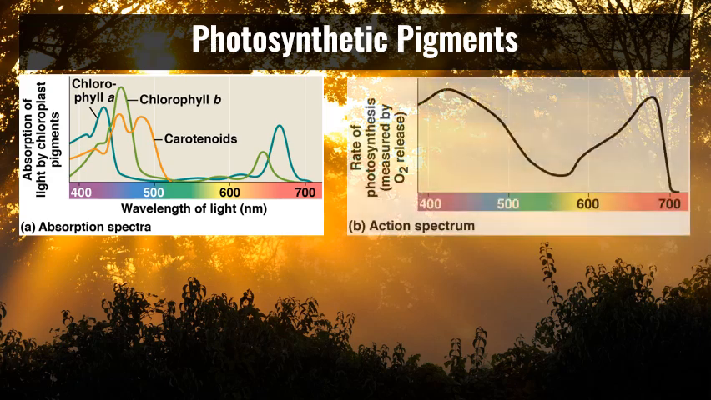But if you look at the so-called action spectrum, the actual rate of photosynthesis, which is measured by oxygen release, you will notice that it is a net of all of the pigments found in the plants. So that higher point in green shows me that there's definitely some pigments going on here that can absorb some green light, but green is definitely the least efficient in its absorption.